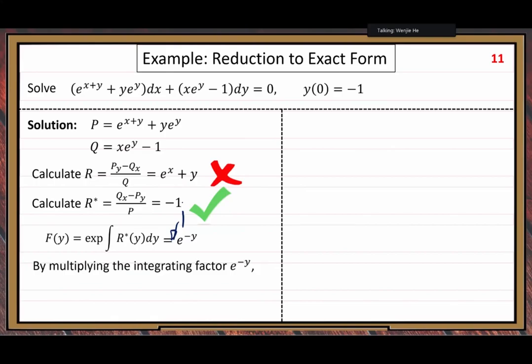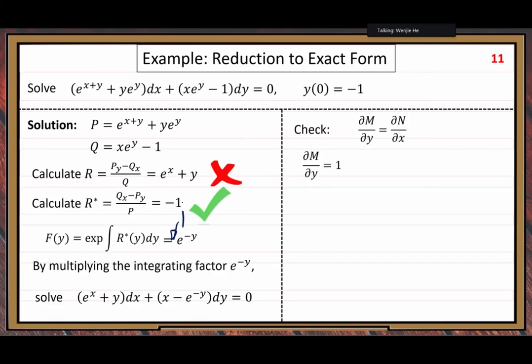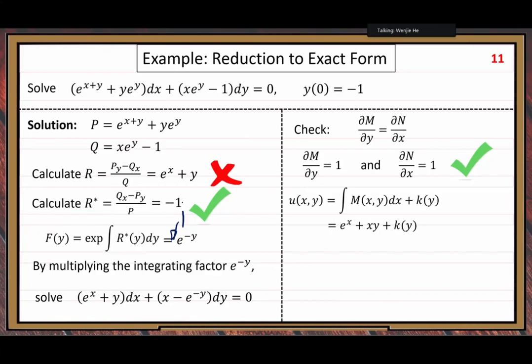Then, now, multiply by this integrating factor on both sides and simplify. This time it should be exact. So you check the condition: both numbers are 1. So there you calculate the first form, some little k function, and the second form, a little l function.